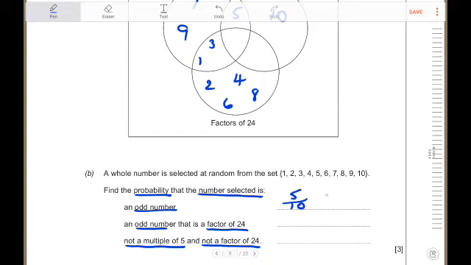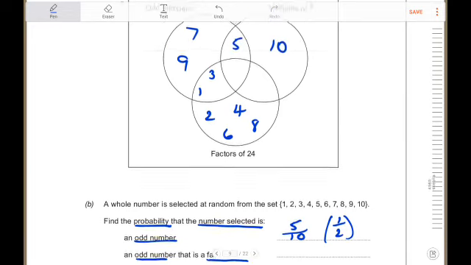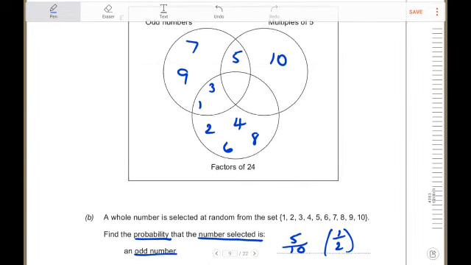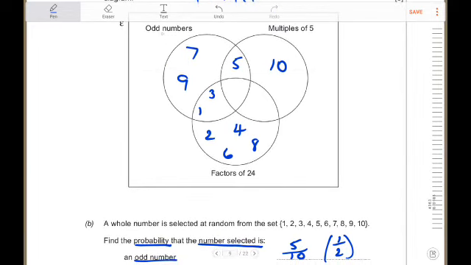And you could simplify it, but you don't get any extra marks for doing this. But of course, let's remind ourselves that's actually a half. But 5 over 10 will get you the mark. There's 1 mark each for this. An odd number that is a factor of 24. Let's have a look. An odd number that's a factor of 24. So we're looking at the overlap of odd numbers and factors of 24.